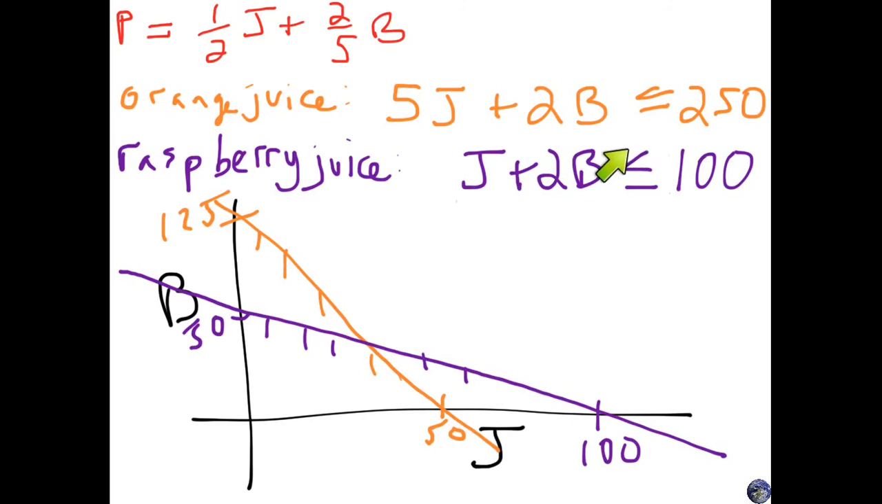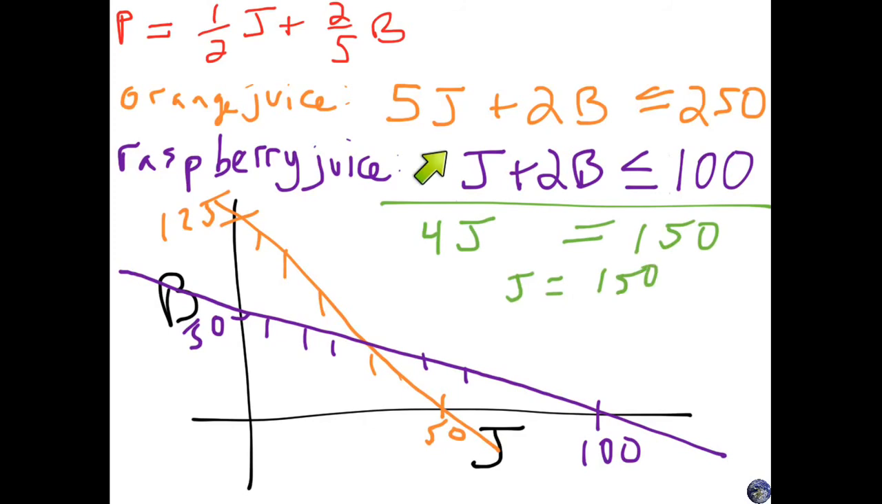The thing that I notice is that since this is 2b and this is 2b, they're already set to eliminate each other, so I can just subtract straight down. So that's what I'm going to do. So I subtract straight down. 5j take away j is 4j, 2b take away b goes away, 250 take away 100 is 150, so 4j is 150, divide both sides by 4, j is 150 over 4, which reduces to 75 over 2. So now we know what the j is. The j is 75 over 2.